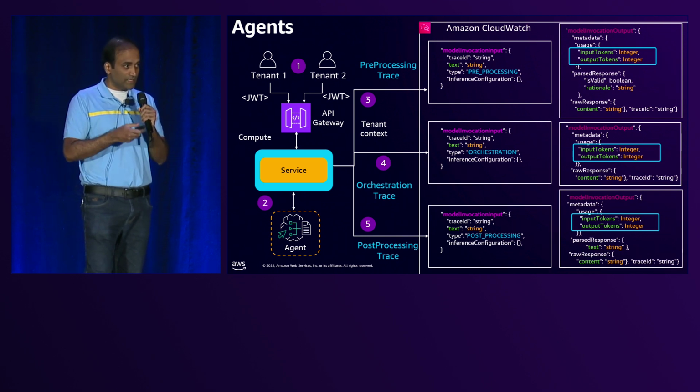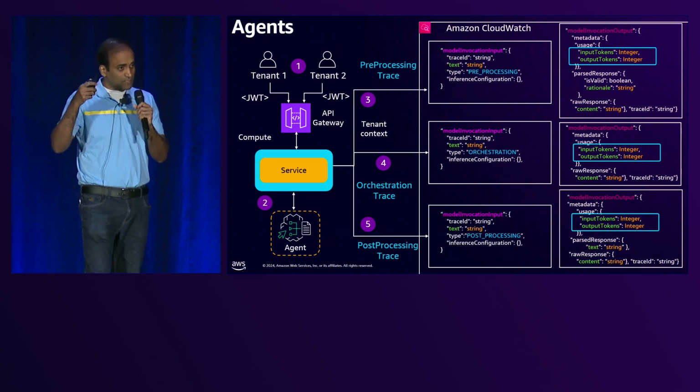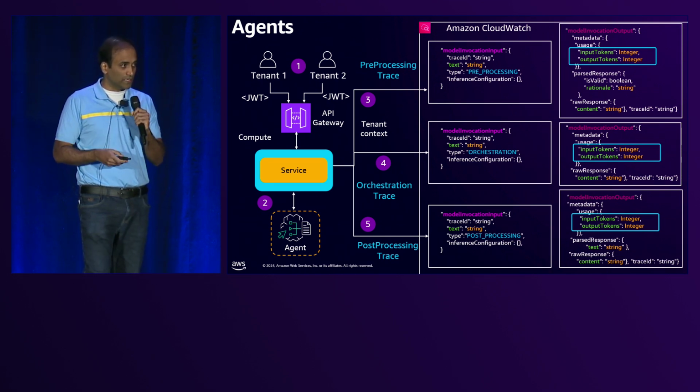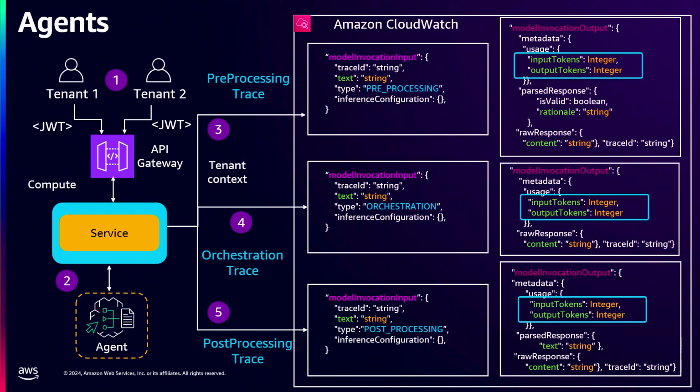Now the idea here is the service can parse these model invocation output messages and get the number of input tokens and output tokens, and also from the service role, the service can get hold of the tenant context. From the tenant context, it can get the tenant ID and put them together and log that into the CloudWatch logs. Now let's look at the service code and understand how you could implement this.